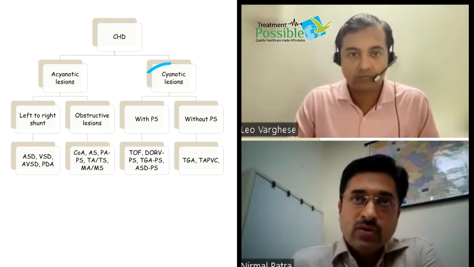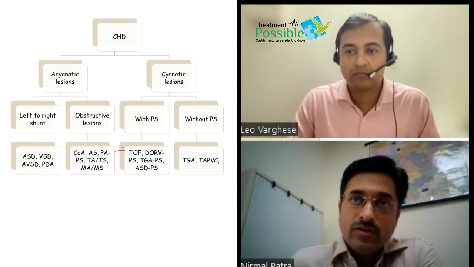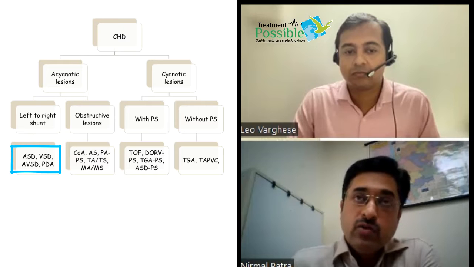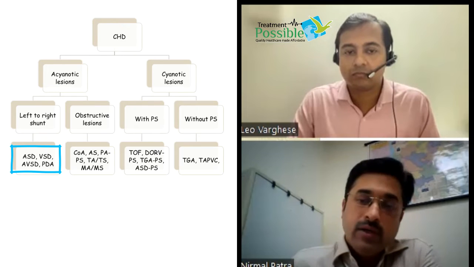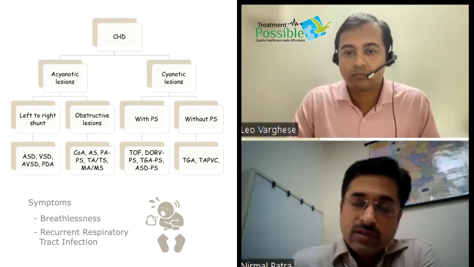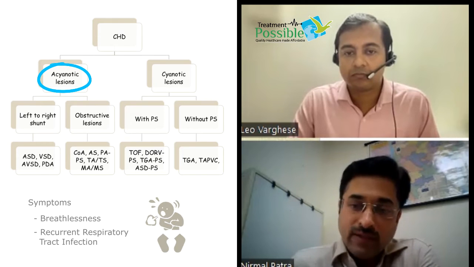Cyanosis means abnormal bluish discoloration of the skin and mucous membranes. So there are certain lesions which lead to cyanosis of the skin, like tetralogy of Fallot and transposition. Whereas there are other lesions like a plain simple VSD, ASD, and AV canal, which do not lead to cyanosis, but they lead to other symptoms like breathlessness and recurrent respiratory tract infections. So they are clubbed under acyanotic congenital heart defects.